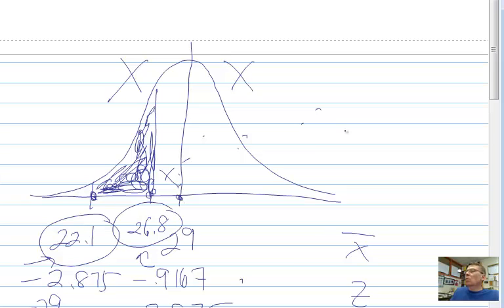Notice that I don't have minuses anymore, because what I'm doing is I'm solving the problem on this side by solving the equivalent problem on this side. Remember that this distribution is symmetric, so I can solve for this area over here by simply taking the equivalent area over here. And this area over here is equal to the area from there to there minus the area from there to there. And that's again what I have here.